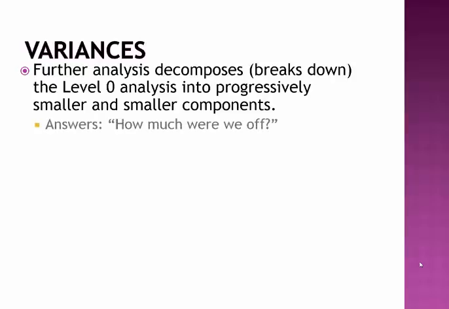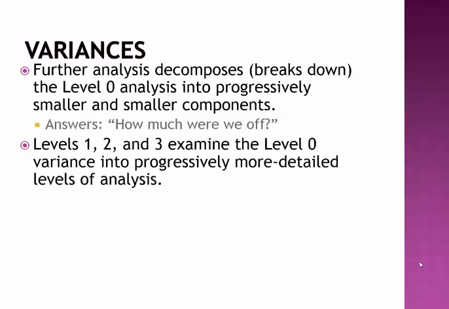All right, so we can ask the question, how much were we off? But what we want to really know is why were we off, okay? So levels 1, 2, and 3 take that level 0 and slice it into progressively more detailed levels of analysis. Where and why were we off? Those are the questions that we can answer with levels 1, 2, and 3.